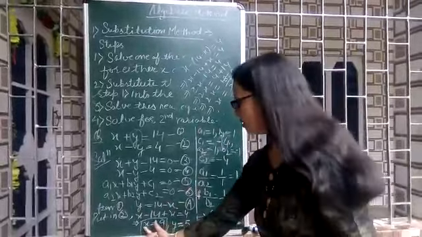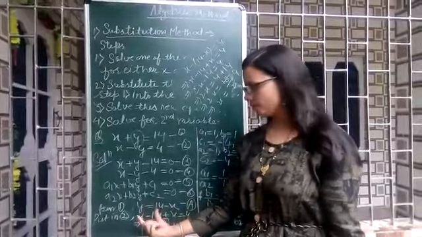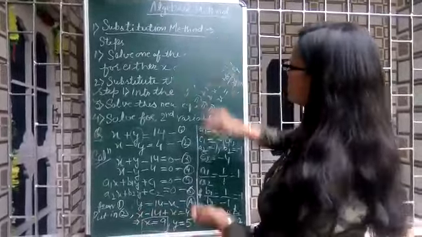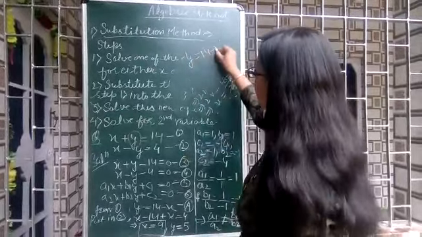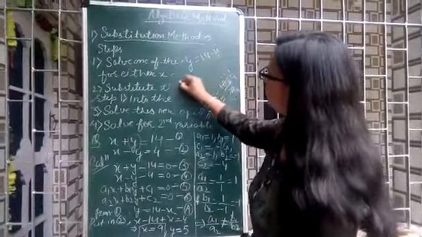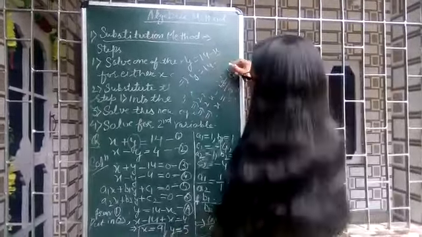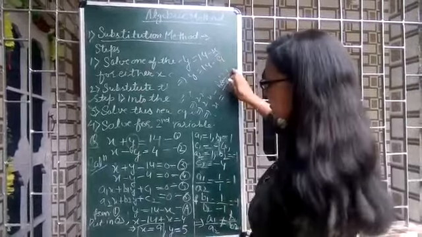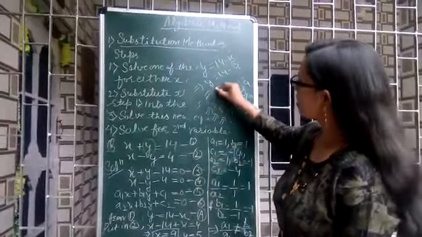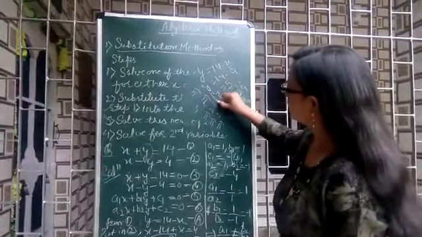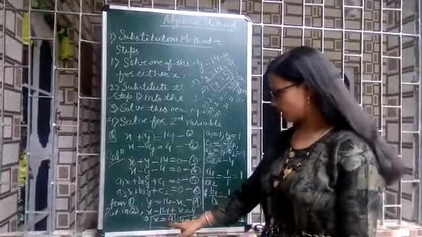Now we put the value of x in equation number A, and from that we get the value of y. So what is equation A? That is y equal to 14 minus x. Here we put the value of x, that implies y equal to 14 minus 9, that implies y equal to 5. That means the value of y is 5. That is the solution of the equations: x equal to 9 and y equal to 5.